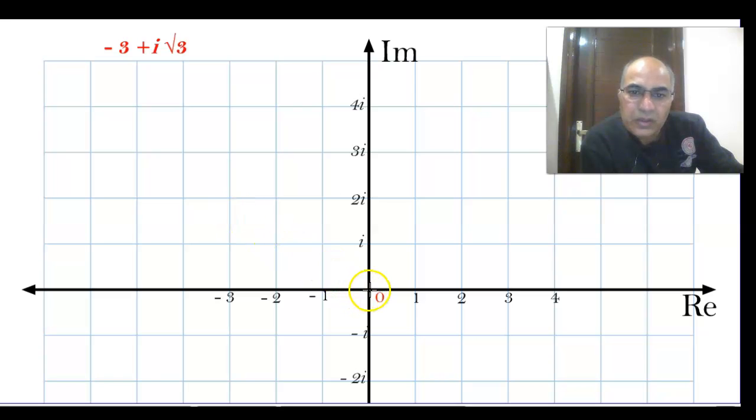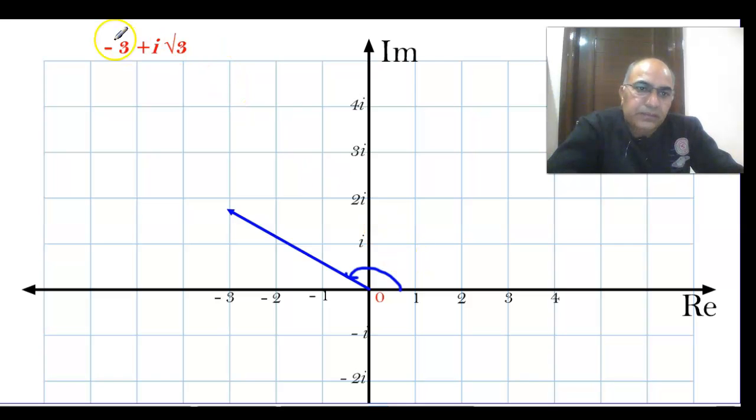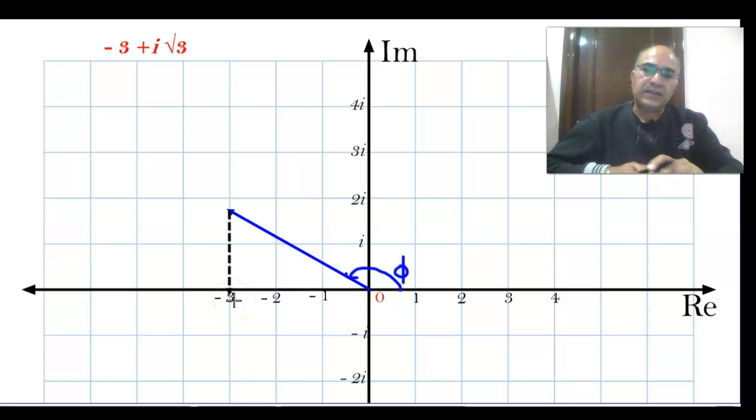and therefore the vector representing this complex number is this vector. Now the angle which we want to find is this angle phi. For this, first of all, we drop a perpendicular from the point on the real axis.